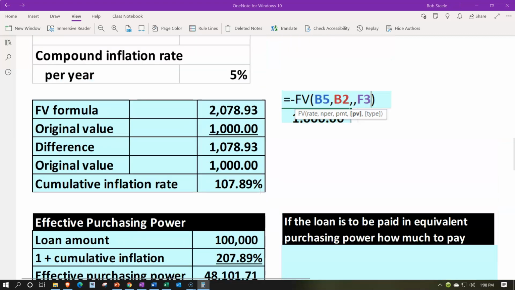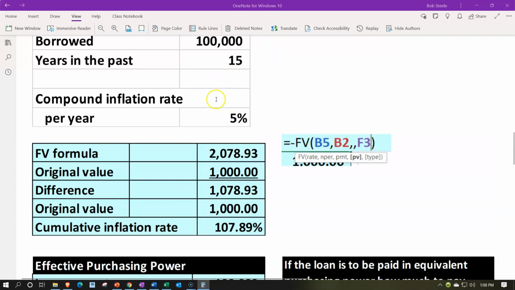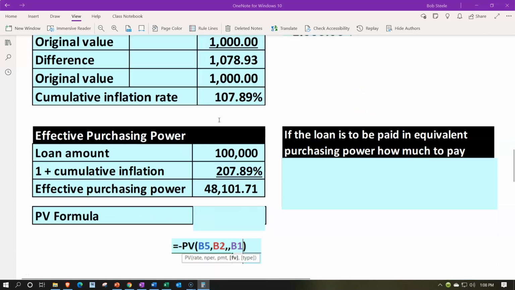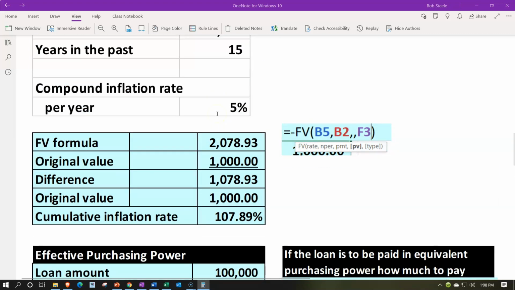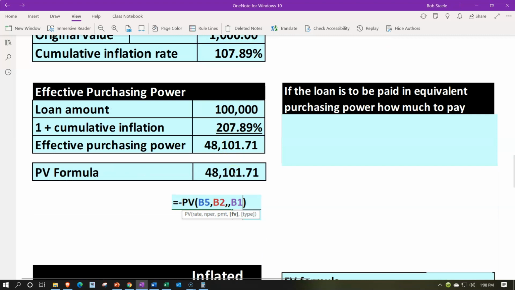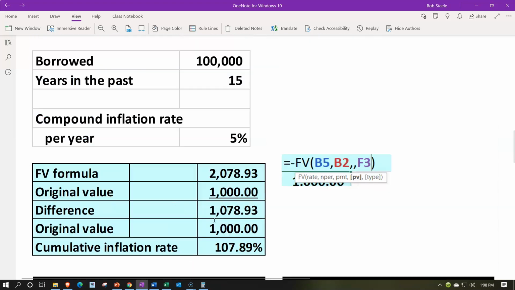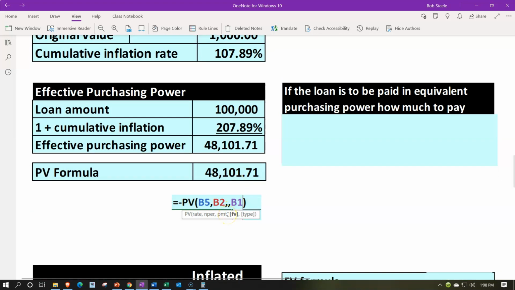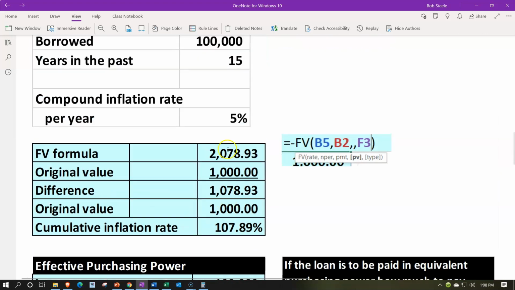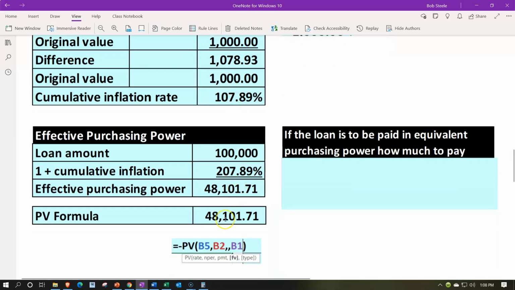You could do that formula if you had it formatted this way, with the compounded rate of interest using a present value type of calculation. However, you might not have that. You might see something giving you simply the cumulative inflation rate, in which case you'd have to do this calculation, right? But if you were given this 5% number, you can then do our present value calculation, where you'd say it's the present value of the rate, which is going to be the 5%, comma, number of periods, which is going to be the 15, and then comma, and the future value is going to be the 100,000.